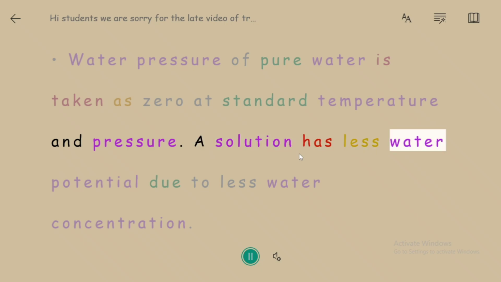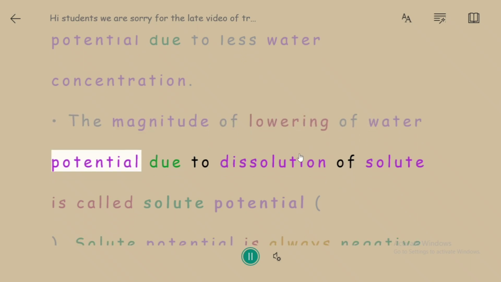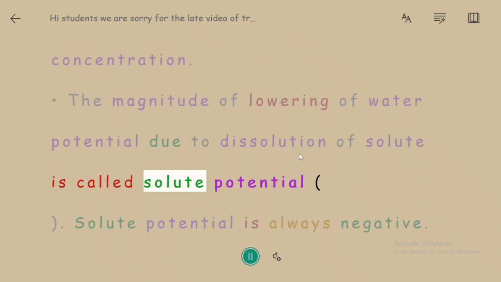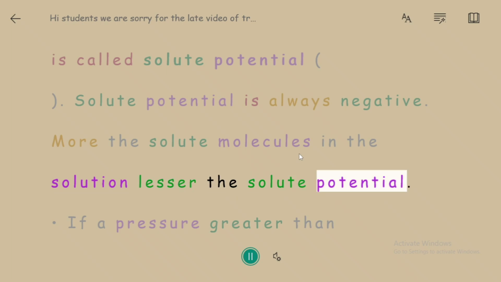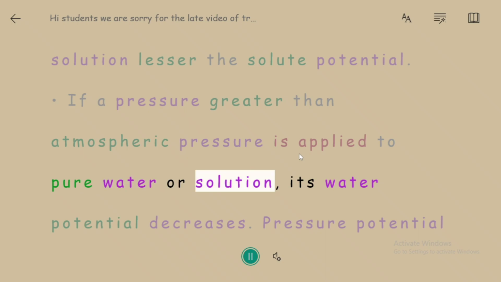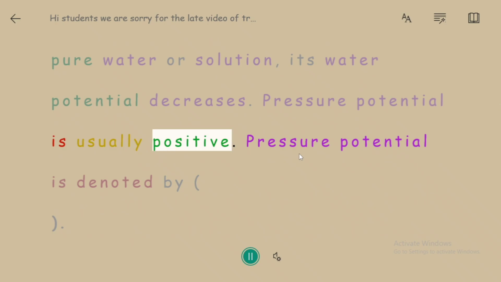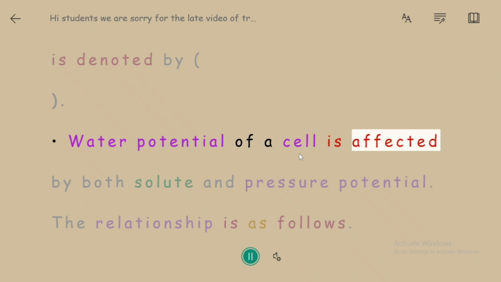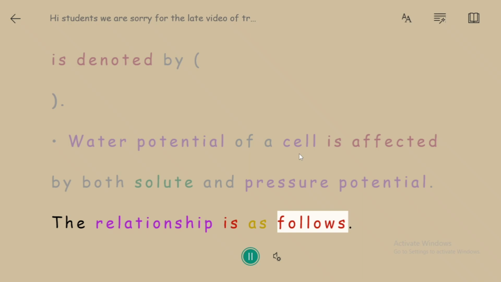A solution has less water potential due to less water concentration. The magnitude of lowering of water potential due to dissolution of solute is called solute potential. Solute potential is always negative. The more solute molecules in the solution, the lesser the solute potential. If a pressure greater than atmospheric pressure is applied to pure water or solution, its water potential increases. Pressure potential is usually positive. The water potential of a cell is affected by both solute and pressure potential. The relationship is as follows.